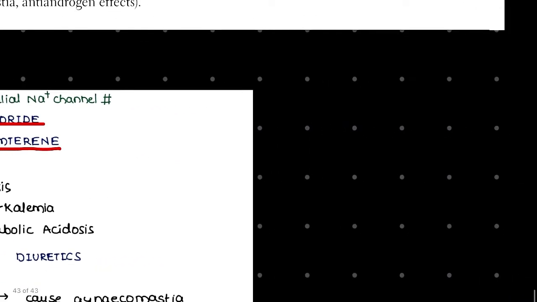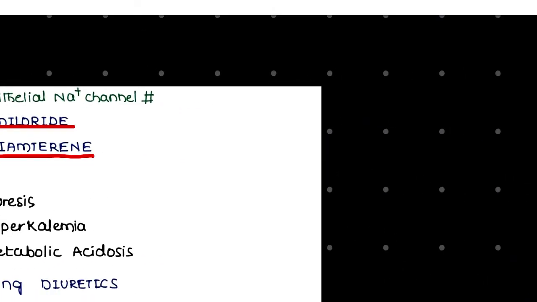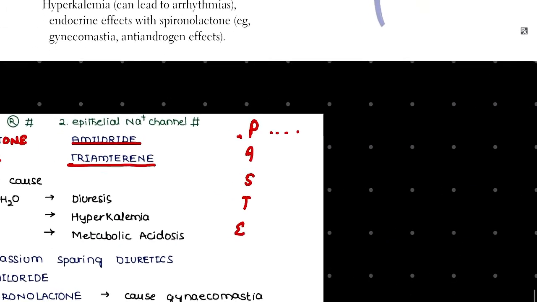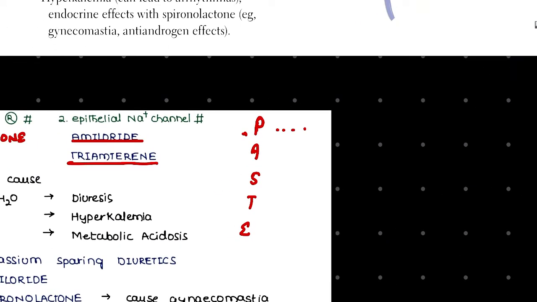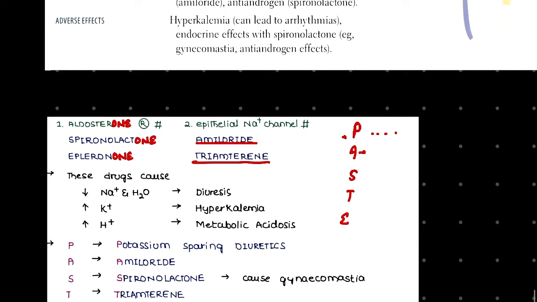Now how can we memorize these four drugs? We can memorize them by what we are studying: potassium sparing diuretics. The acronym is PAST. From P, A, what have we got? We have got amiloride. From S, we have got spironolactone. From T, we have got triamterene. From E, we got eplerenone. So we can memorize it with the help of this acronym.